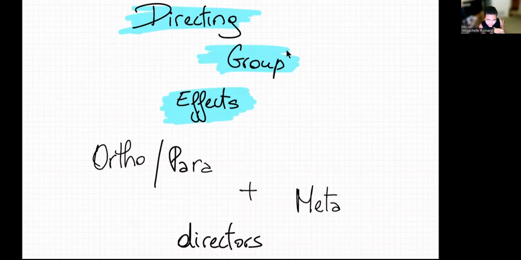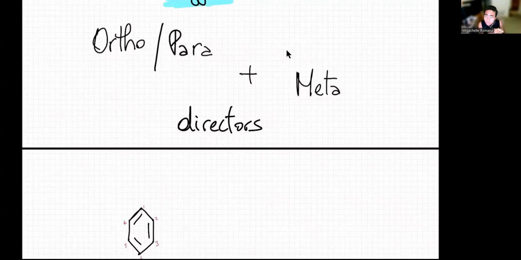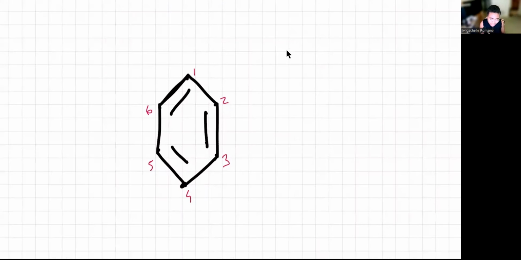Okay, so that means we're going to have an aromatic ring with both an ortho para director and a meta director on the aromatic ring. But first, let me quickly explain what ortho para director means and what meta director means. Okay, so let's say we have an aromatic ring.